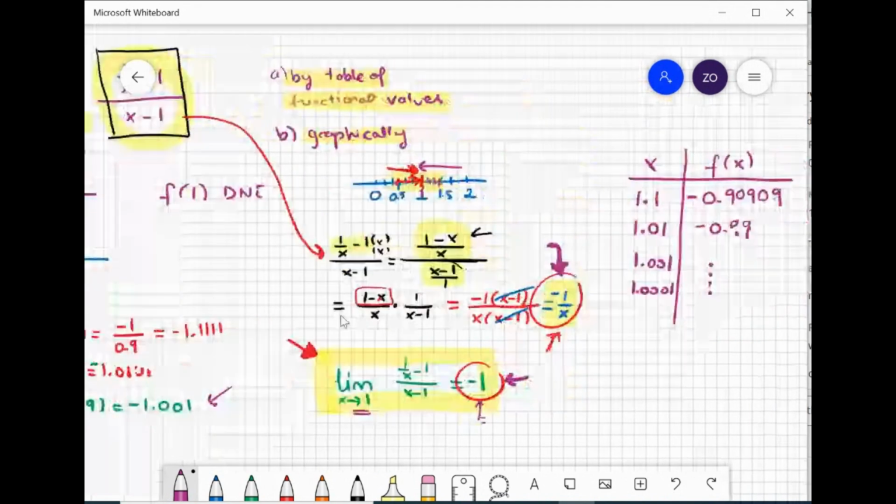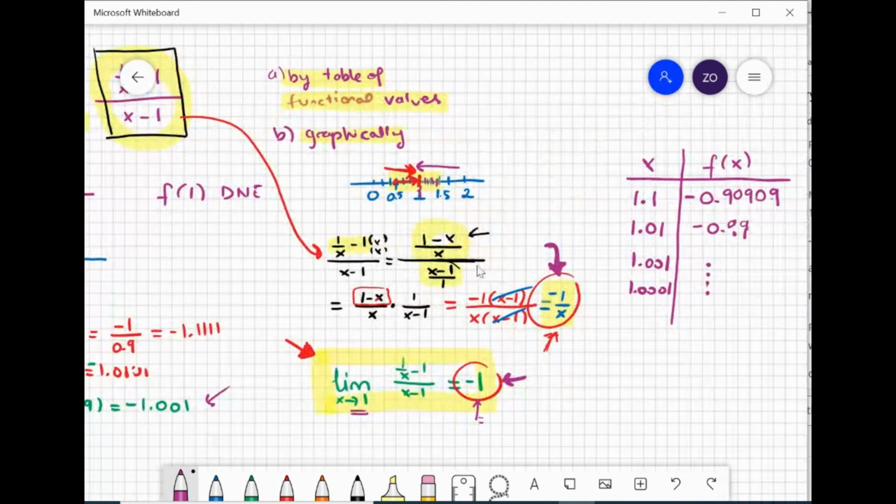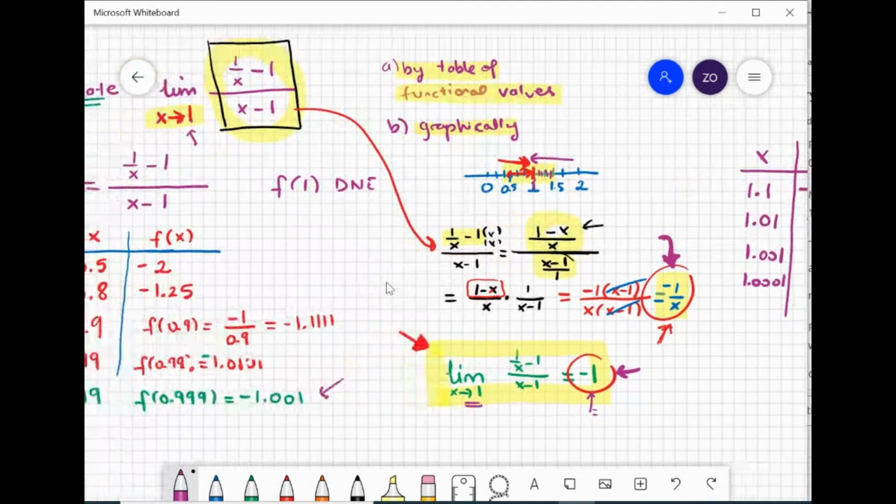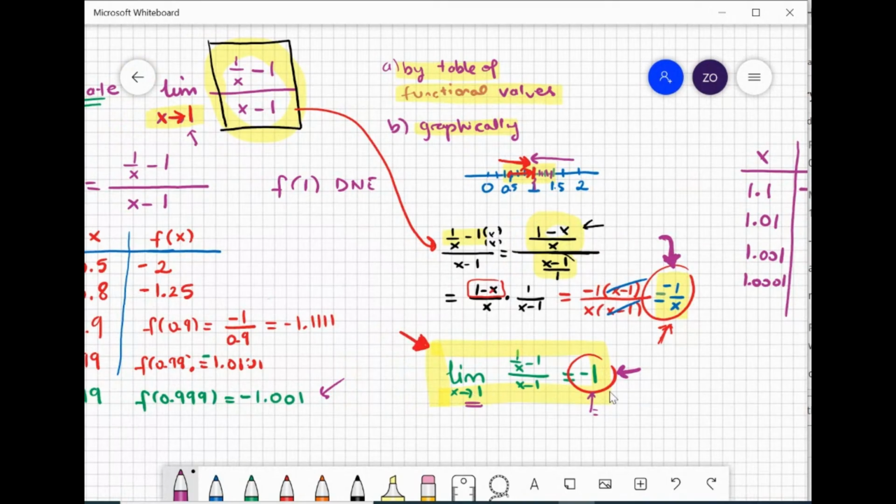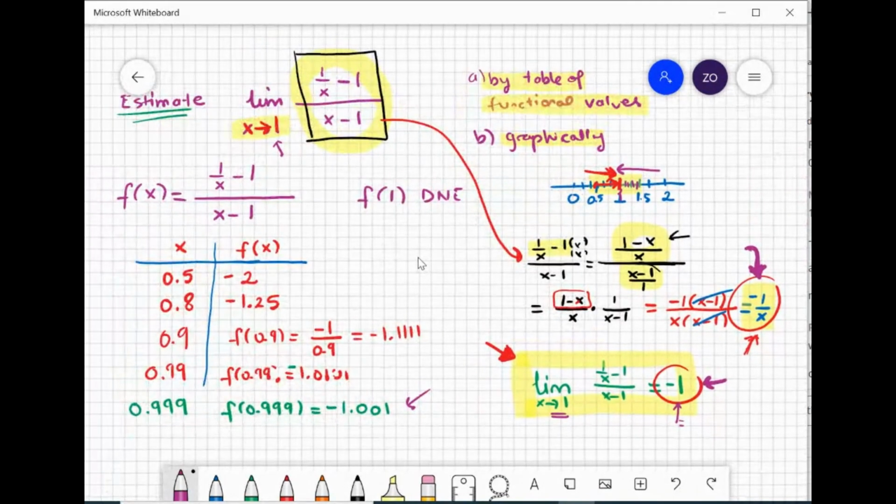Okay, so we showed it in two directions, from smaller numbers or from larger numbers. In both ways, since both of them approach negative 1, we can say this limit is equal to negative 1. Okay, let's check it graphically. Checking it graphically is easier.